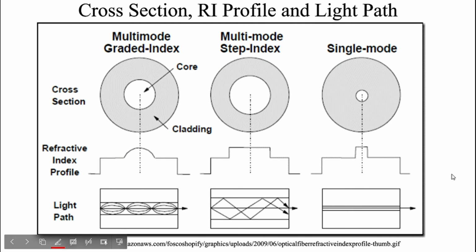So this is the cross-section, refractive index profile, and light path of the types of optical fibers. So you have a multi-mode graded index. We have the multi-mode step index and the single mode here. You notice here that it has a very small core. And here, this is the light path of a multi-mode graded index. We can also see here that the refractive index decreases from the center to the surface, whereas here in the step index, it is just constant.